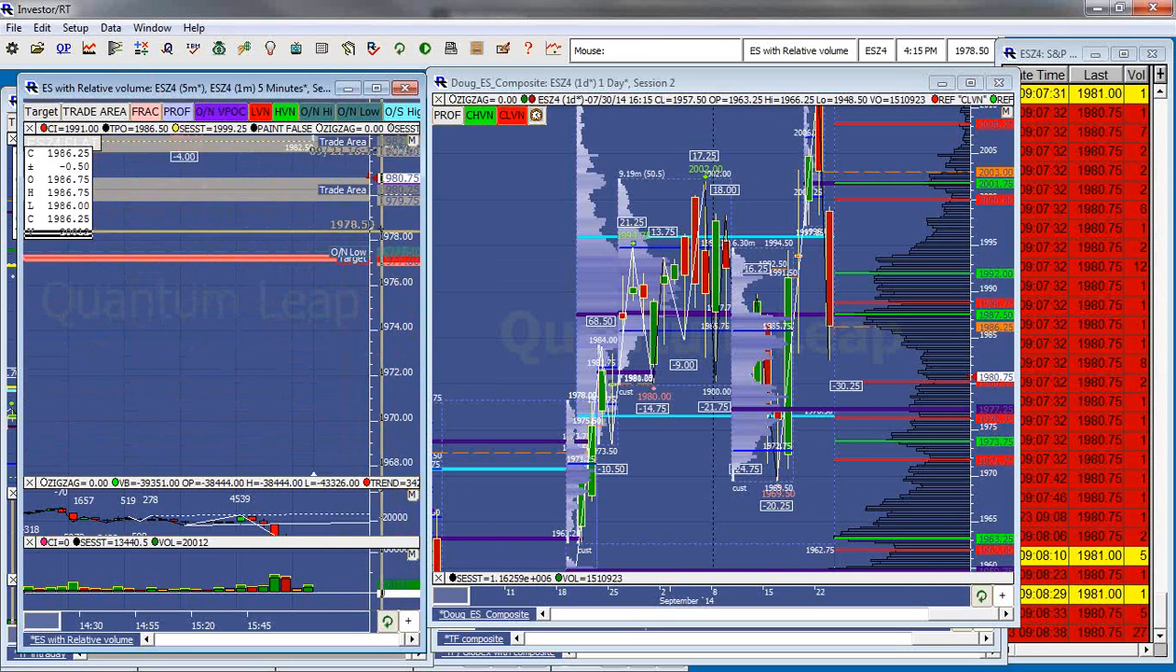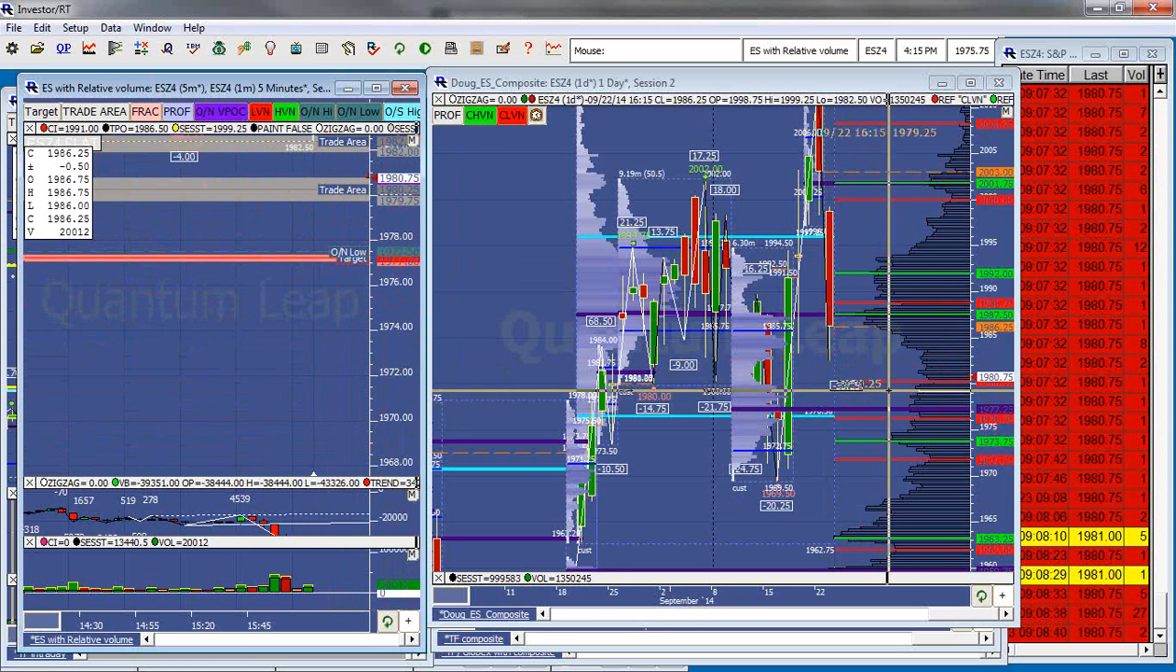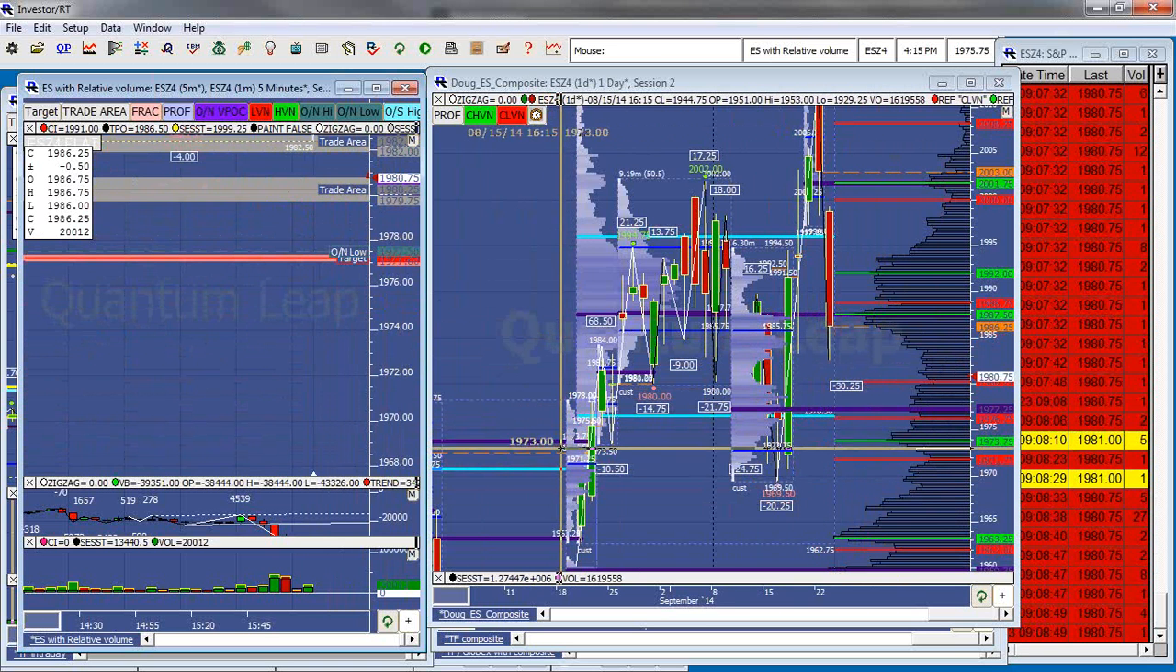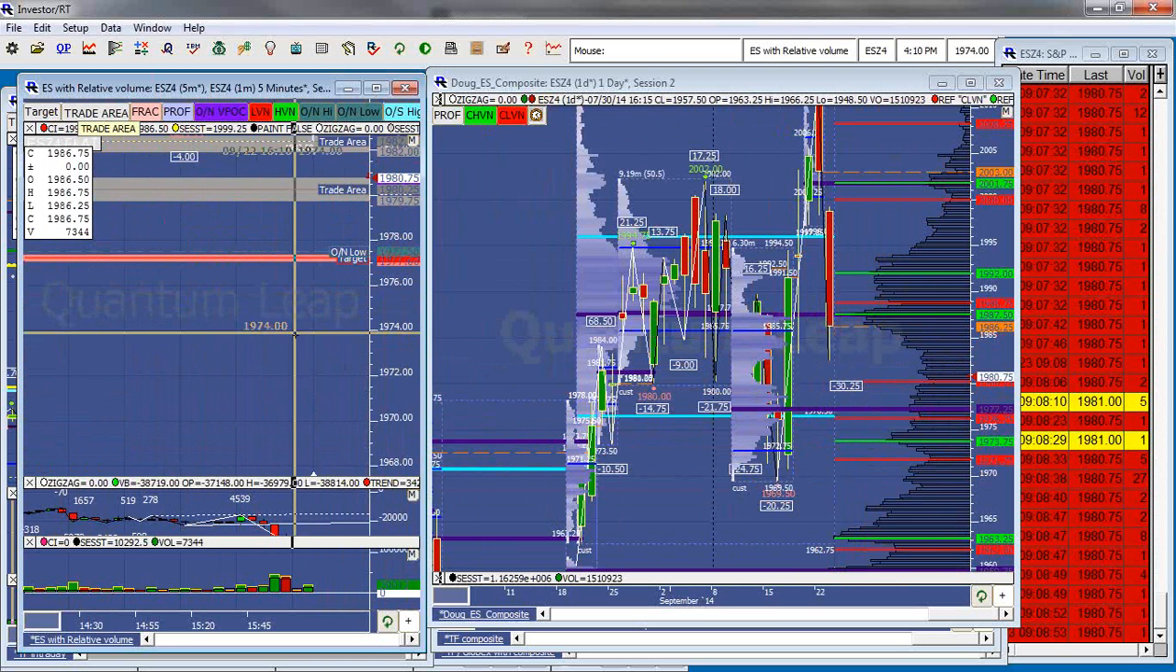If we can't hold this 80.25, it's all about the 77 and a quarter, with the lower side of balance and the value area low down here at 76.50 and 76.25. And I'm going to use 76.25.